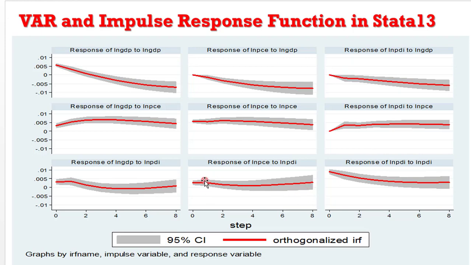The short run period can be characterized as period 0 and 1, and the long run period can be characterized as, let's say, period 4 to 8, because at those periods there's an increase in PCE.